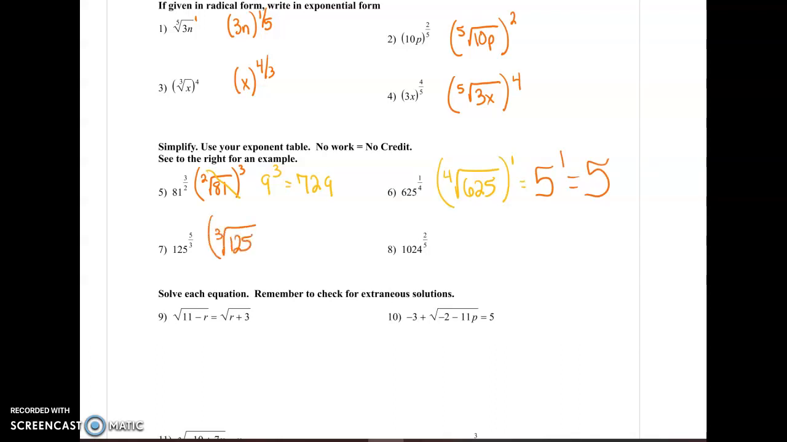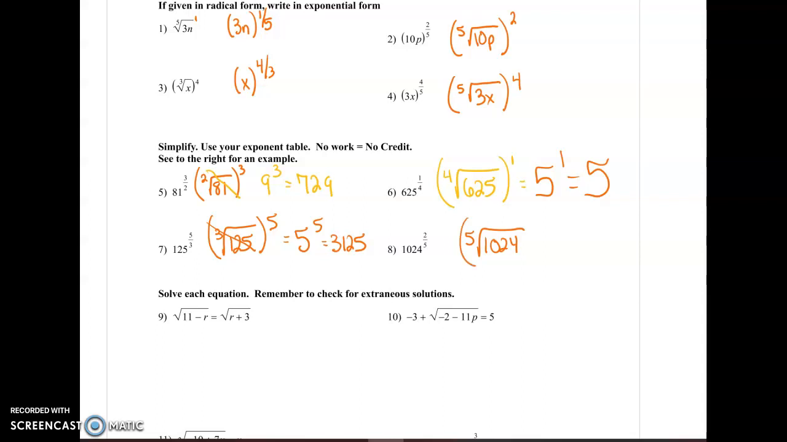So the others real quick, rewriting them. The cubed root of 125, and then take that to the 5th power. The cubed root of 125 is 5. And then 5 to the 5th power is going to be 3,125. And finally, the last one, the 5th root of 1,024.